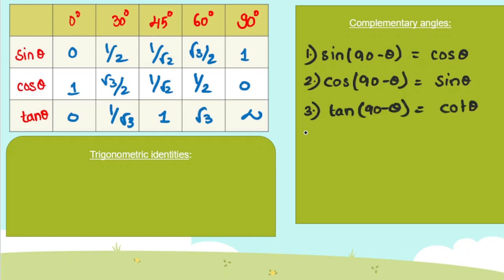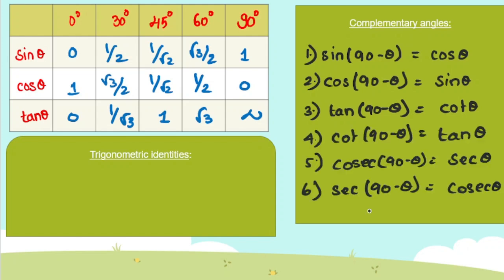Cot 90 minus theta is equal to tan theta. Okay. Then cosec 90 minus theta. Cosec 90 minus theta is equal to sec theta. Then sec 90 minus theta. Sec 90 minus theta is equal to cosec theta. Okay. So these are your complementary angles.